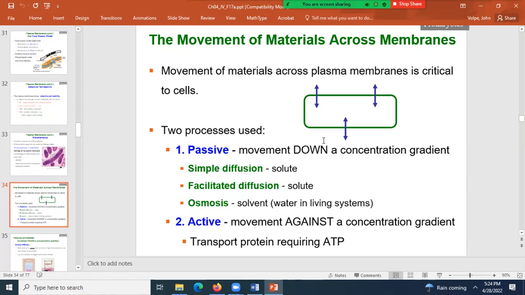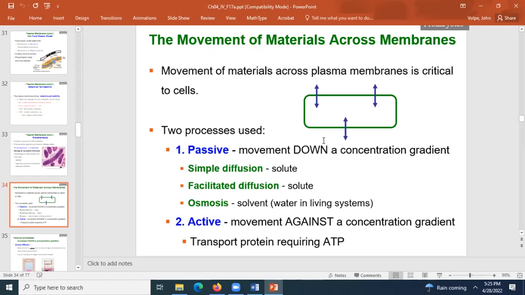All of these processes are passive in that the movement of material is moving from areas of high concentration to areas of low concentration. The cell does not spend any energy to move the material. That's why it's called passive. Any question about that? All right. If not, let's move on to active.